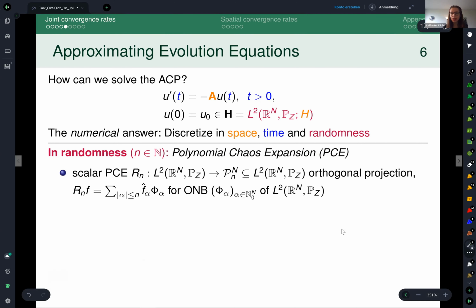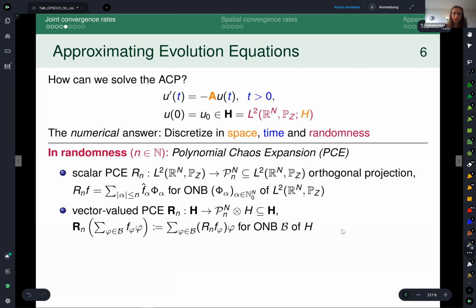If you look at the right spaces, it's nothing else than an orthogonal projection. Because what we want to have is, instead of any L2 dependence on Z, a polynomial dependence on Z of degree at most n. And this is equivalent to truncating the generalized Fourier series after the terms corresponding to the first n orders, where we choose orthogonal polynomials as the orthogonal basis, which correspond to this probability density p_Z.